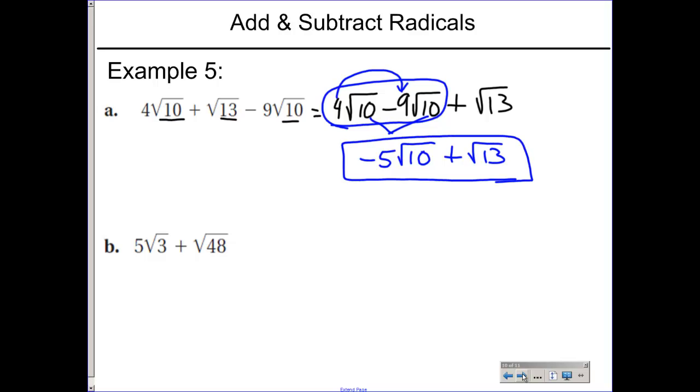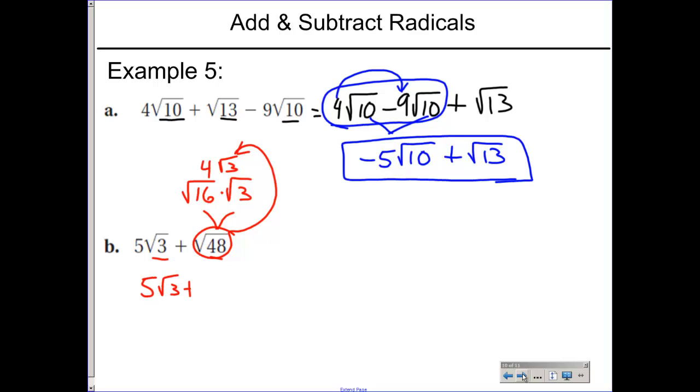Example B, right now it does not appear that either of these are like terms. However, the square root of 48 can be rewritten as the square root of 16 times the square root of 3. And the square root of 16 can be written as 4 square root of 3. So this right here can be written as that. So I can just rewrite the problem as 5 square root of 3 plus 4 square root of 3.